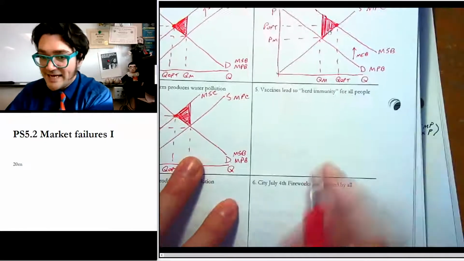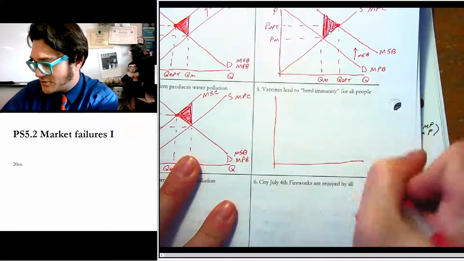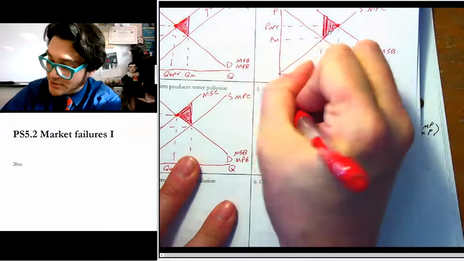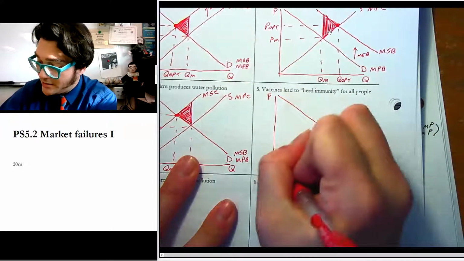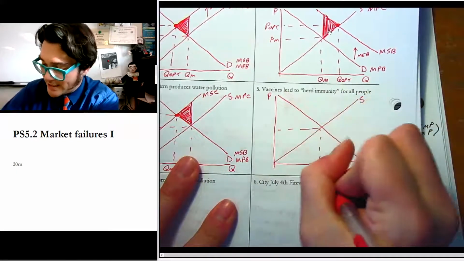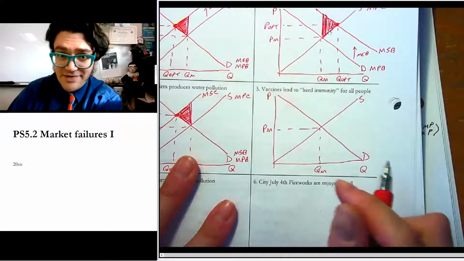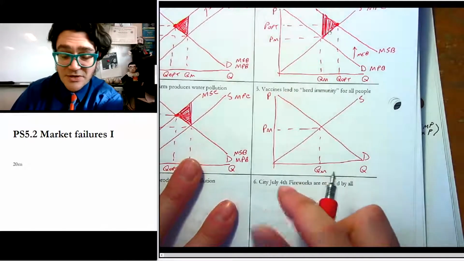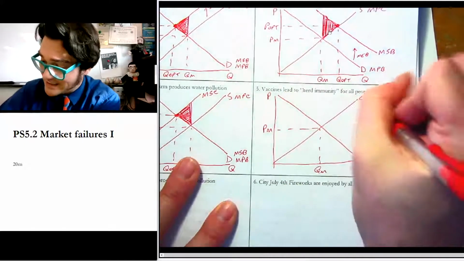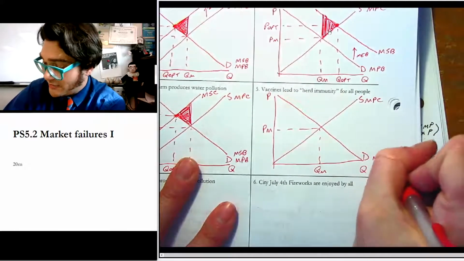Okay, vaccines lead to herd immunity. I gave that one away in the previous lecture. Darn, I should be better about which examples I use. But you have this demand curve and a supply curve. And really, if you feel like, oh my gosh, I'm just drawing the same graph over and over again, you are. I designed it that way because otherwise you're not going to get good at this. Like, you have to practice. That's how this works. You don't get good if you don't practice.